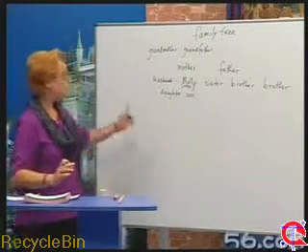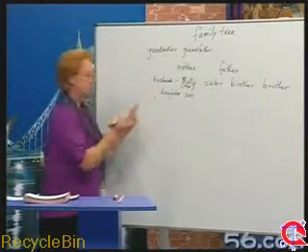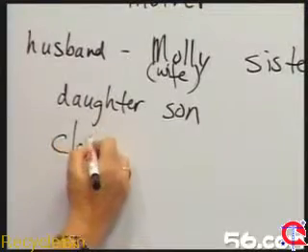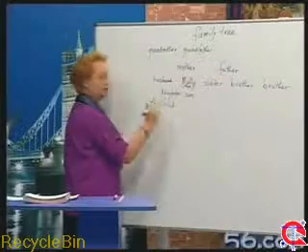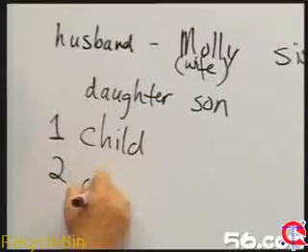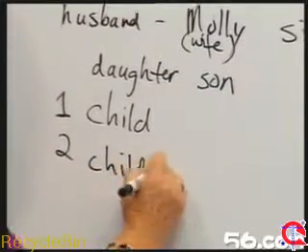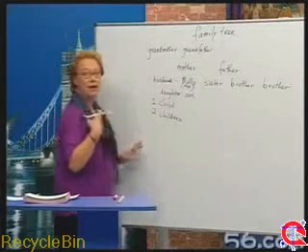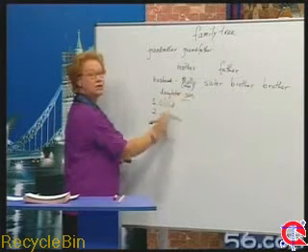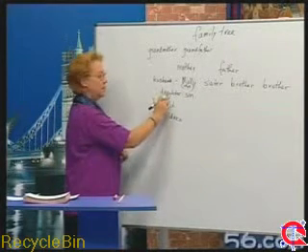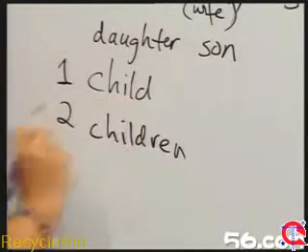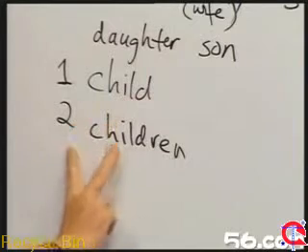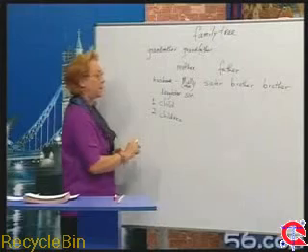We have child, one child, two children. So, I have two children. My daughter is one child. My son is one child. My daughter and son are two children.